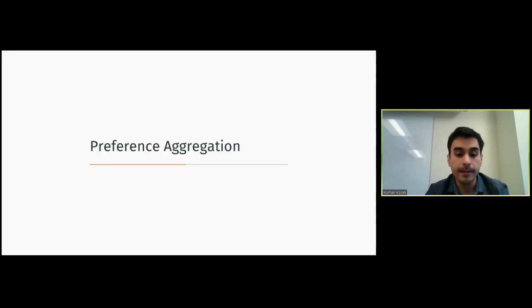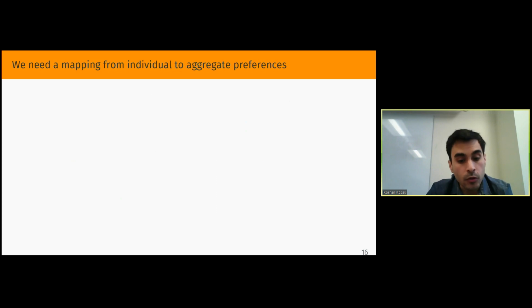Now, let me take a step back and look at the broader picture of what we're trying to achieve here. We want to go from choices of individuals to make statements about aggregate preferences. Or we're trying to map individual preferences to aggregate preferences. In other words, we're looking for a preference aggregation.